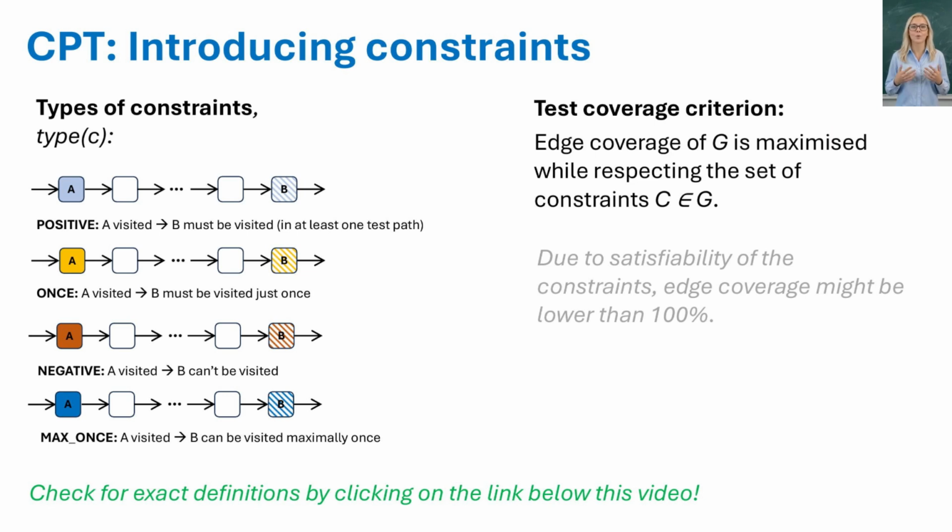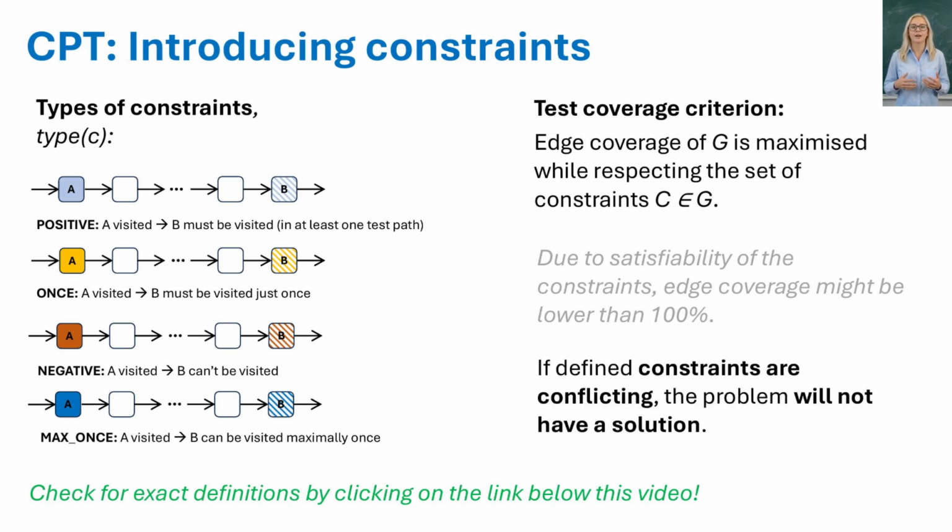Now it's time to talk about one important thing, which is test coverage criterion. In the constrained path-based testing problem as presented in this video, we use edge coverage. However, there is one important difference here compared to the basic path-based testing model. If certain constraints are used, it is possible that 100% edge test coverage, meaning that each edge of the graph will be visited at least once by the test paths, may not be achievable. So, the goal is to maximize the edge coverage while satisfying all defined constraints.